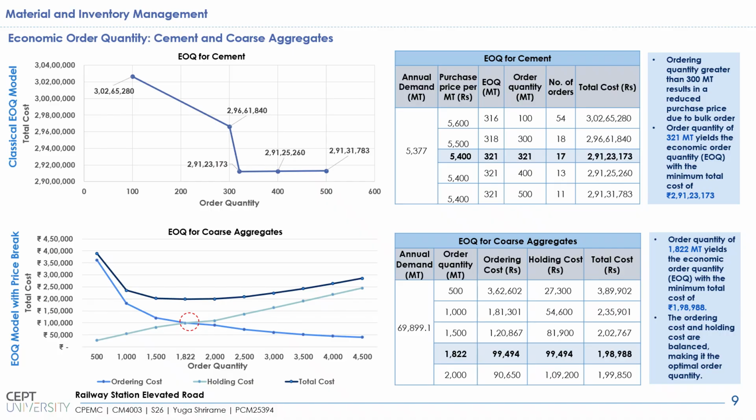Based on this analysis, the ordering cost and holding cost are balanced, and the optimum is found at the intersection of these two curves, and accordingly the EOQ is computed.